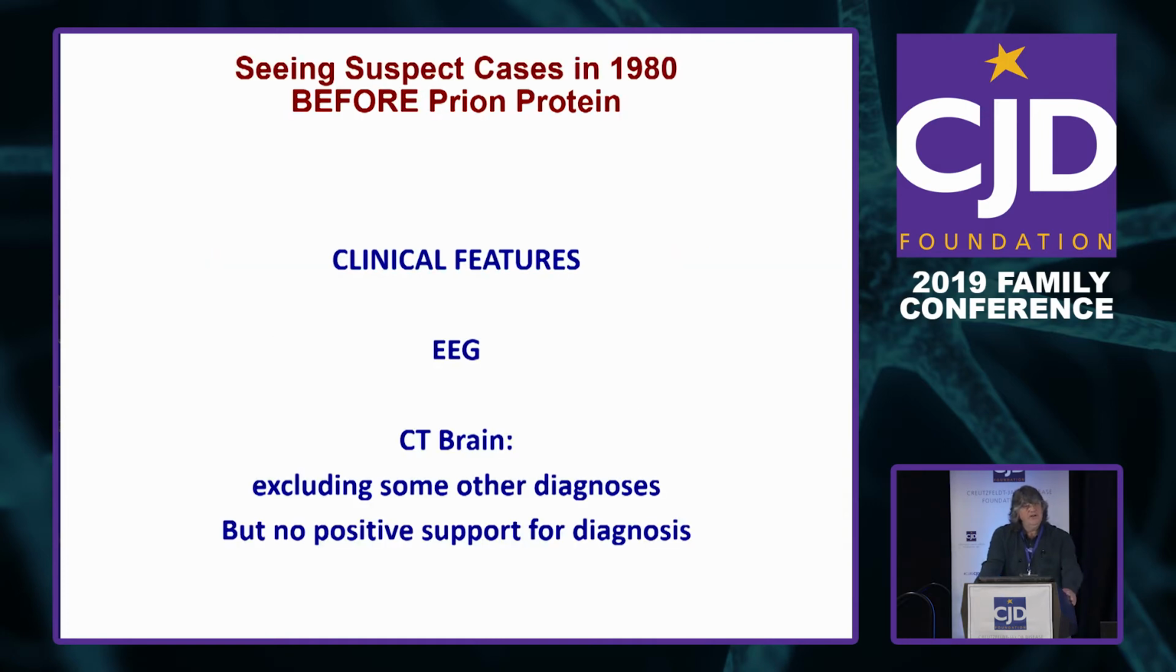So if people were going to see CJD cases like I did in 1980 or before, this is before prion protein, all you had to go on was the clinical features and the EEG. CT brain scan was available, but not MRI, and CT brain scan was good at excluding other diagnoses, but it produced no positive support for the diagnosis. The situation is now radically different.